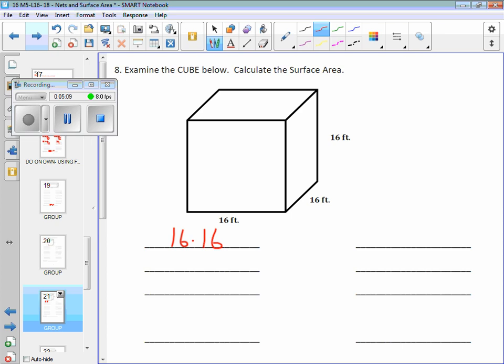Not times it by 2. Times it by how much, Reggie? By 6. Because there's 6 faces that are all the same, 16 by 16.